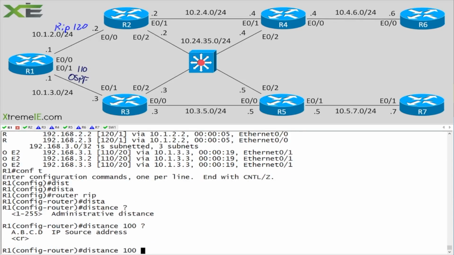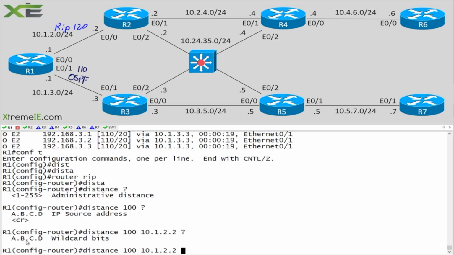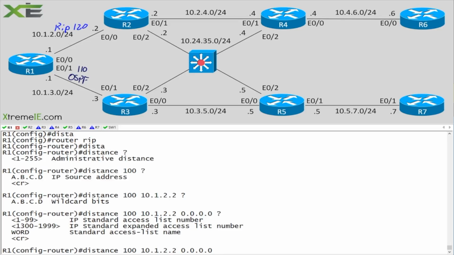Now the next thing it's going to want is the source IP address. In other words, who is this route actually coming from? And we're going to have to finish this up. Actually, let me hit the question mark here. We're going to have to finish this up with the wildcard bits, which in our case is going to be all zeros.